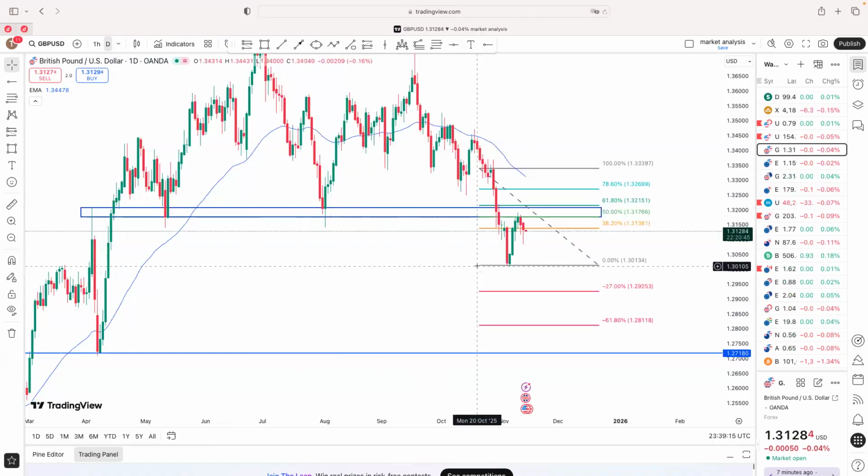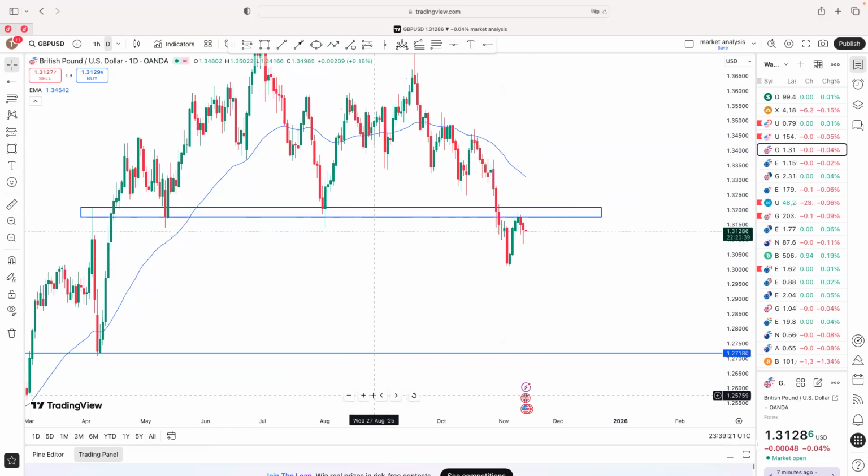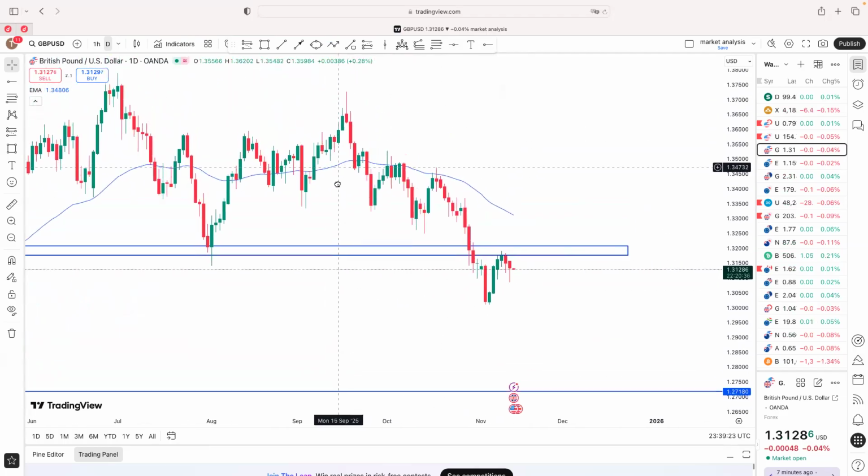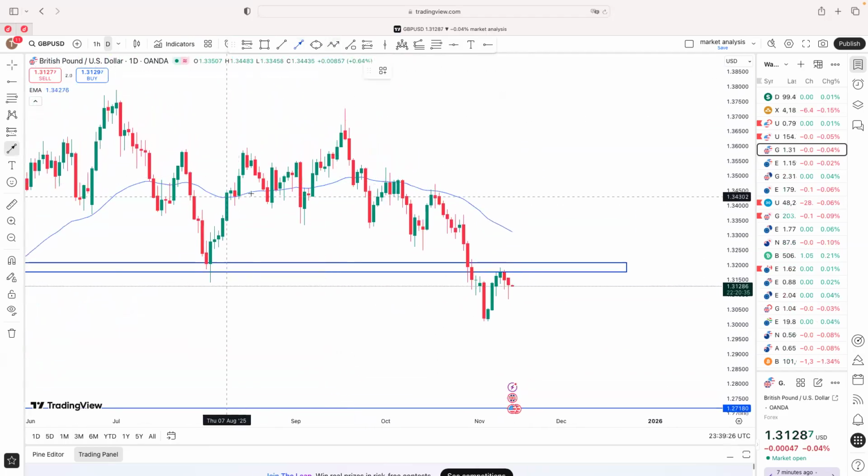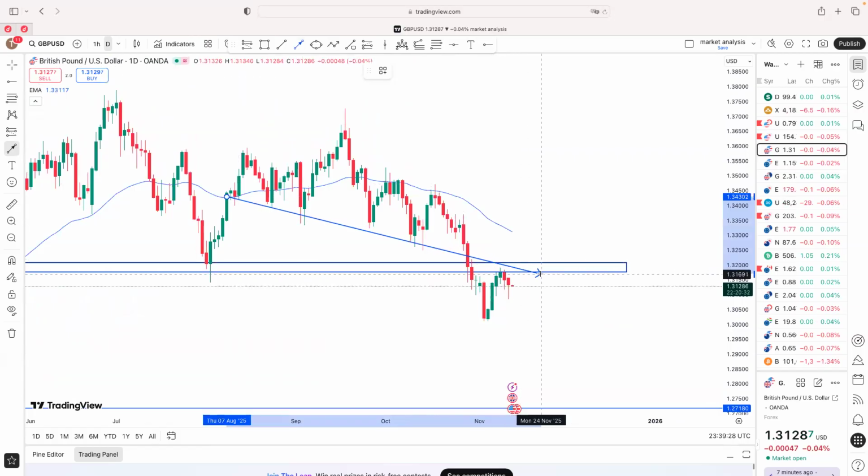Not only that, the EMA is also trading above. I also showed you something from here. I said the market had a mini support area here.